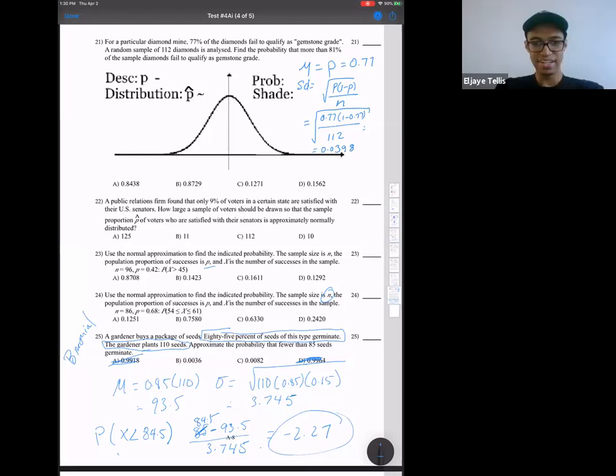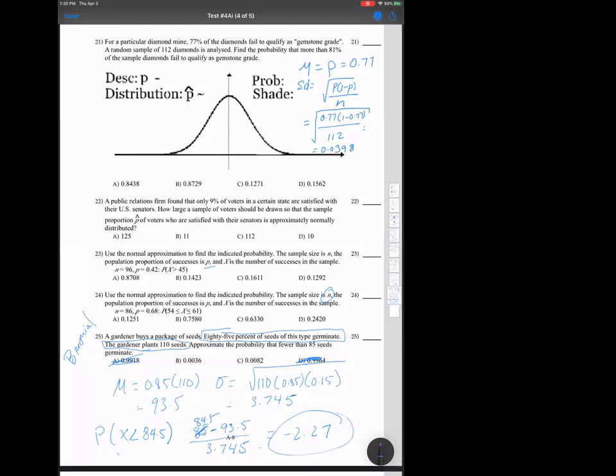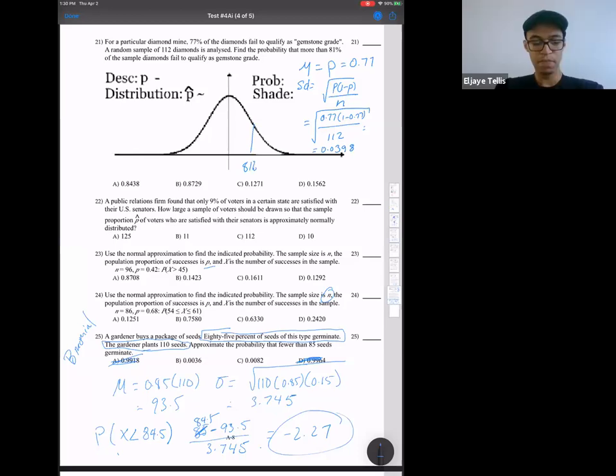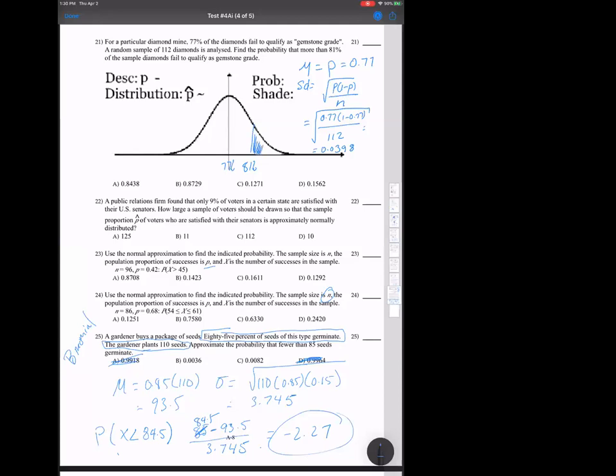All right. So the question says, find the probability that more than, so somewhere around here is 81%. The mean is 0.77. And they say more than, so that means they're shading up here. Again, if you look on the number line, you will not see an 81 anyways. So you have to convert that 0.81 into a z-score. You take 0.81, subtract the mean, 0.77, and divide it by the standard deviation, 0.0398.